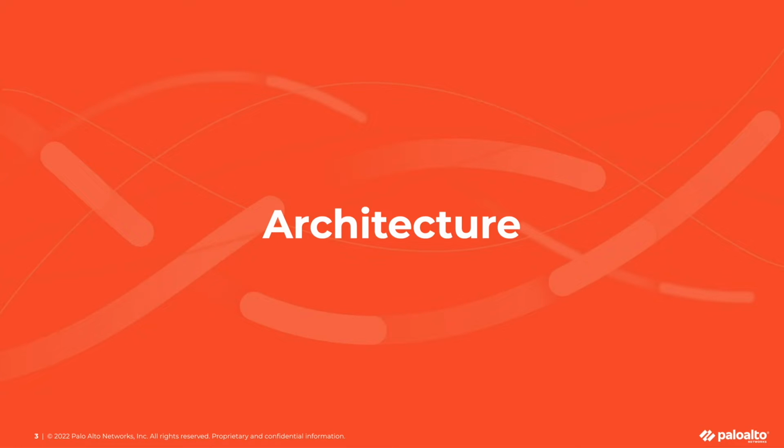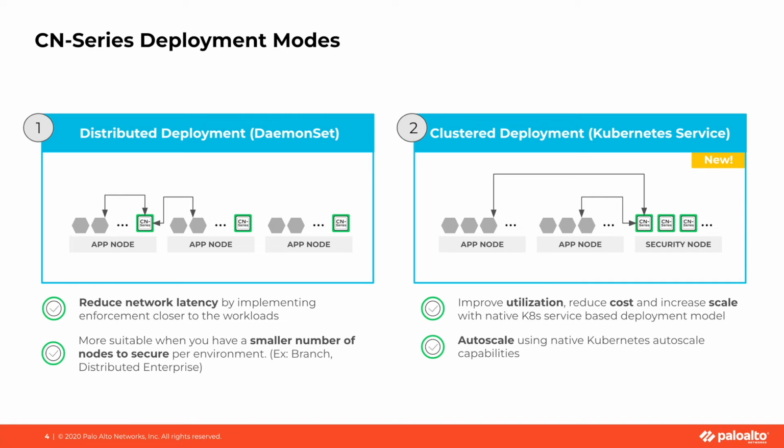Today, we'll be covering the architecture of our CN-Series containerized next-generation firewall. CN-Series is powered by PAN-OS, which is common to our CN, VM, and PA series firewalls. What we did is we decoupled the data plane and management plane of PAN-OS into two separate microservices. The data plane is responsible for enforcing policies across your Kubernetes cluster, and the management plane is responsible for the management of the enforcement of those policies.